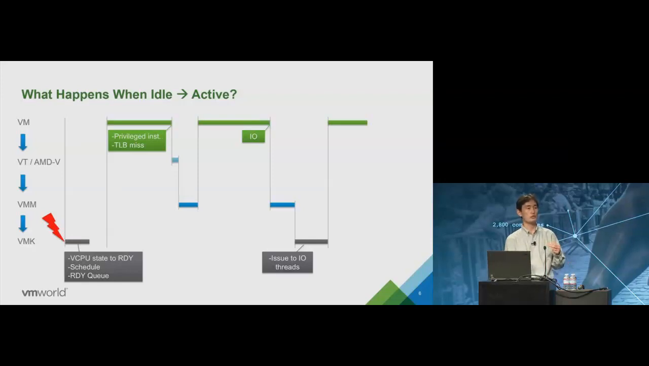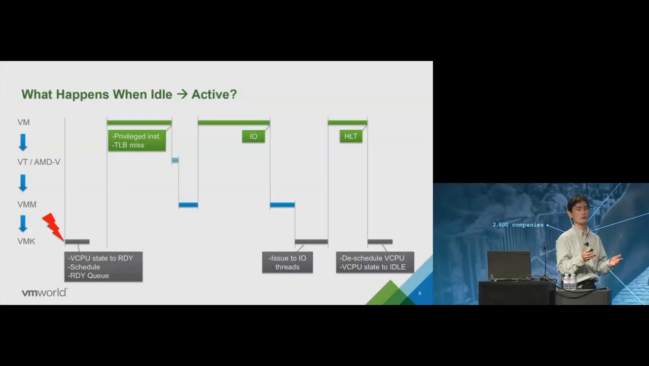Then your vCPU can immediately go back to the VM and continue whatever work remains. Okay. And you handle that request, and then there's nothing else to run. Then the guest executes a halt instruction. The halt instruction is kind of special because it signals that the VM has nothing else to do, so it's a good time to give this CPU resource to another VM. In that case, the VM kernel deschedules the vCPU and changes the state to idle.